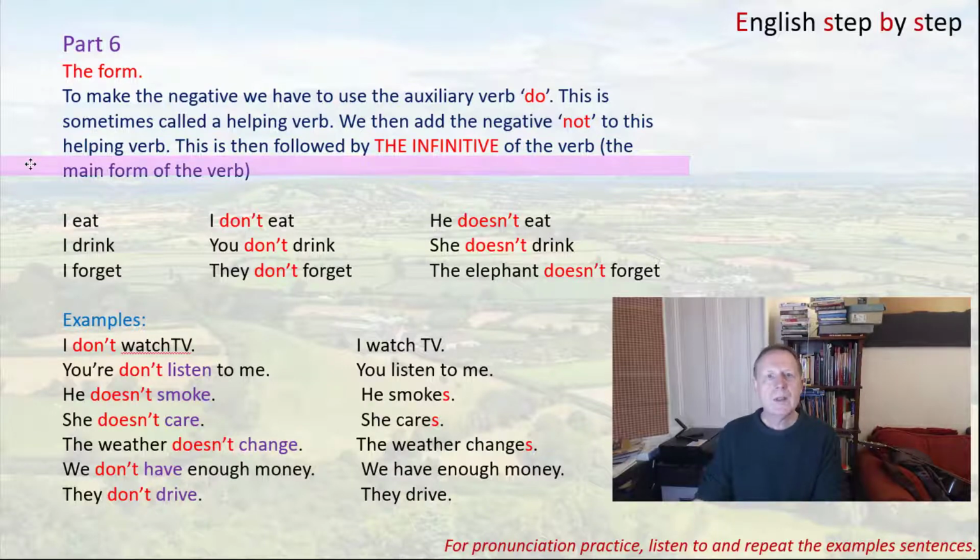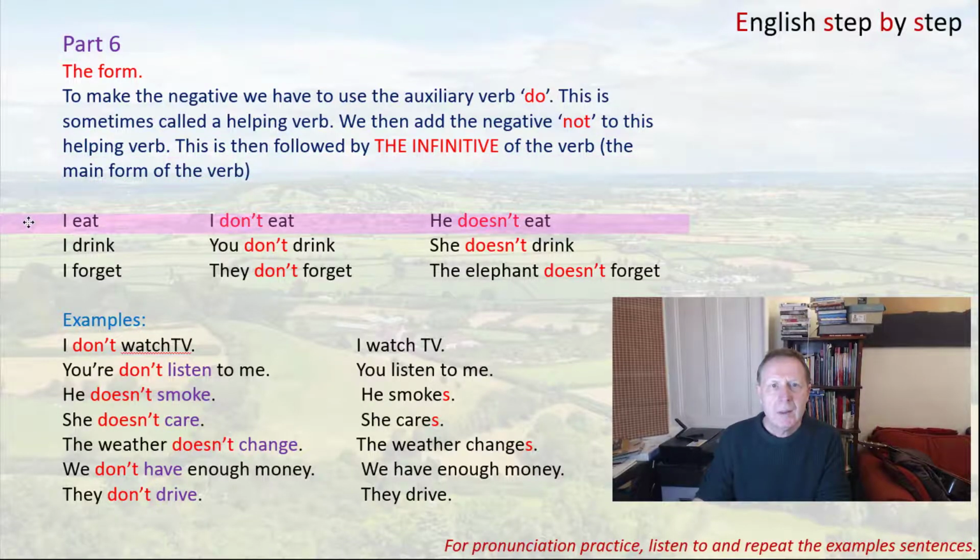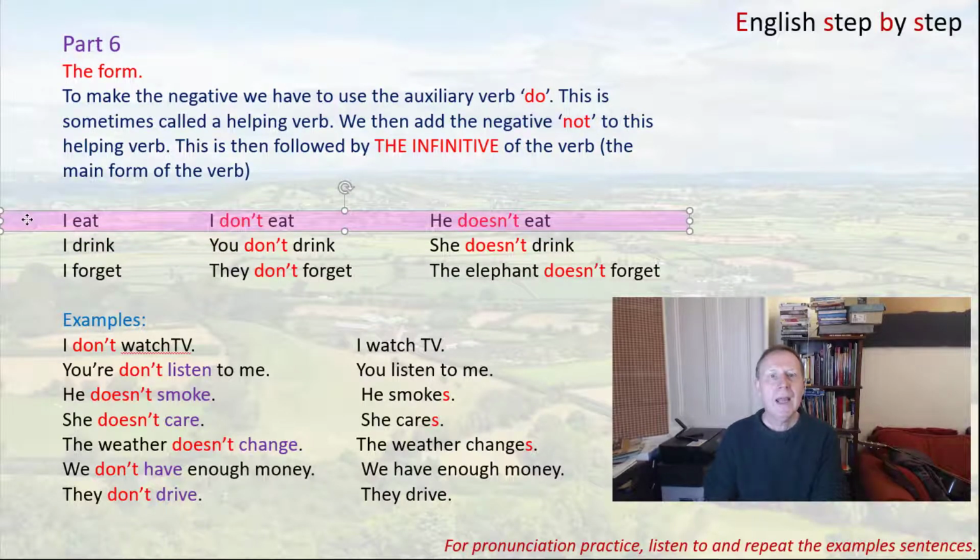So let's look at examples to see clearly what that means. So I eat, and then we can make the negative I don't eat. So you can see the helping verb is do, and then we add do not, which becomes don't, and then the infinitive is eat. I don't eat.